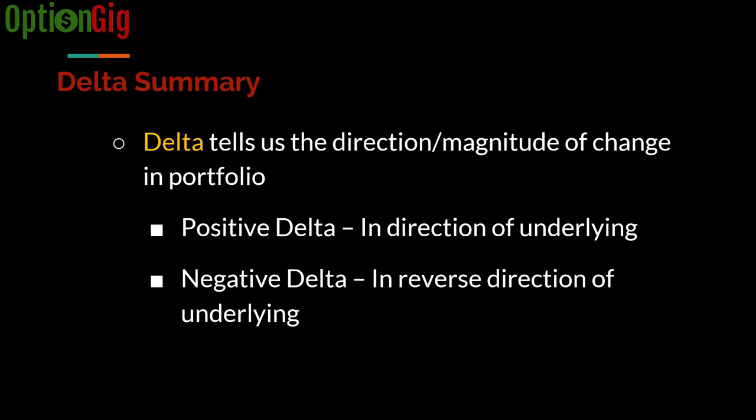So in summary, the delta tells us the direction and the magnitude of the change in the portfolio. Remember, it has both direction and magnitude. If it is a positive delta, it means your portfolio value will change in the direction of the underlying which you are comparing it with. If it has a negative delta, then your portfolio value will change in the reverse direction of the change in the underlying.